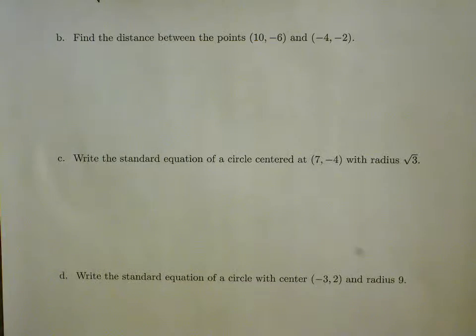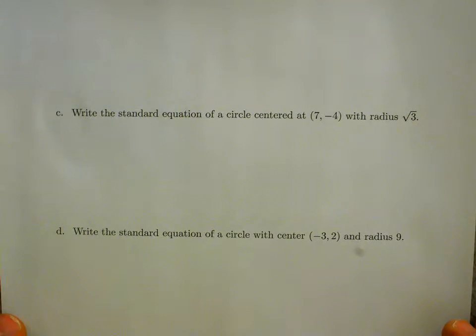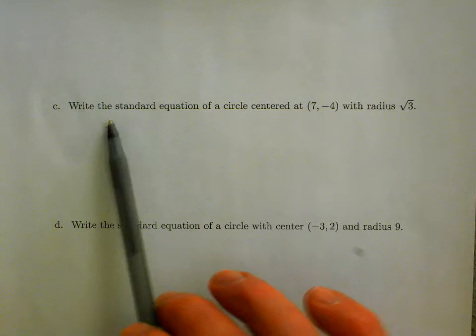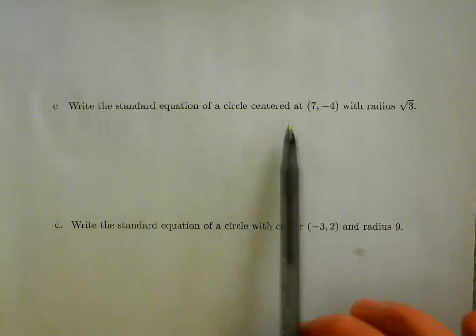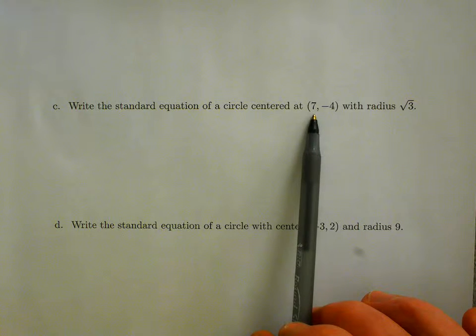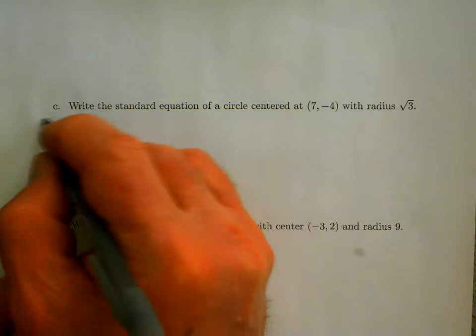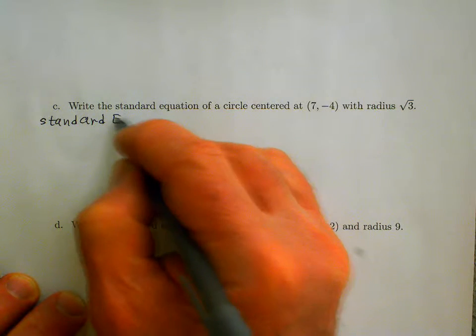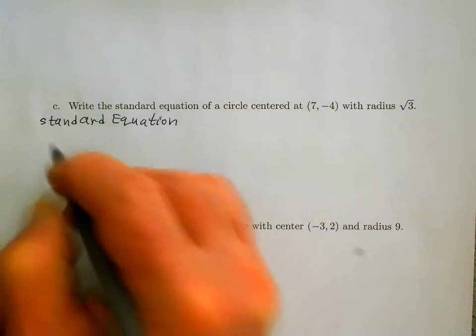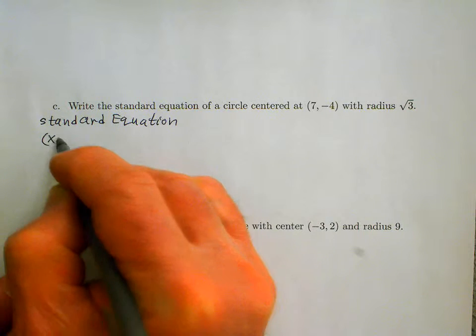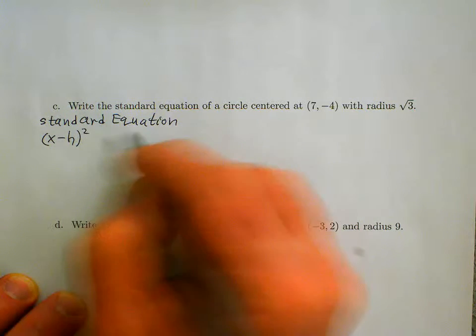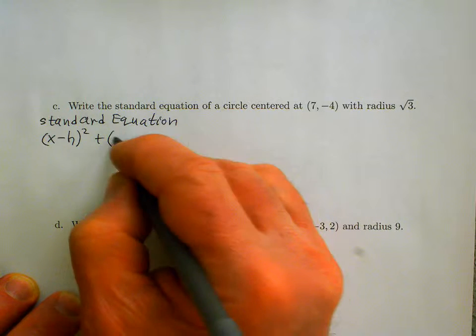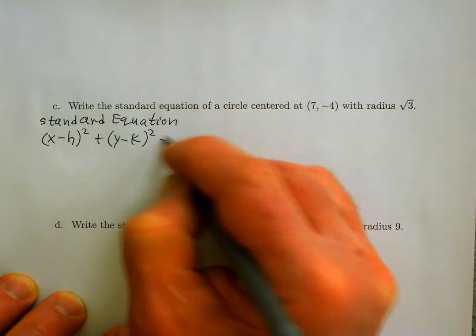In part C, this is a circle problem. Write the standard equation of a circle centered at 7, negative 4 with radius square root of 3. So just to remind you in general, the standard equation of a circle is the binomial x minus h squared plus the binomial y minus k squared equals r squared.